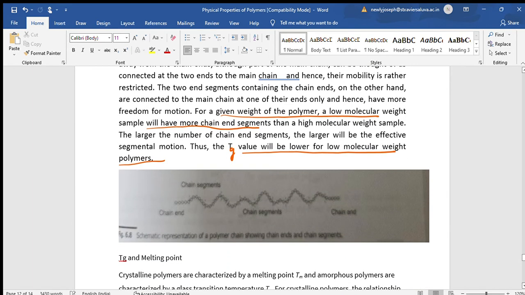See, you can see the chain end segments and the intermediate segments. Look here, all of these are connected, and the motion is restricted. So if there are more chain ends, such molecules are free to move and they will have a low Tg value.